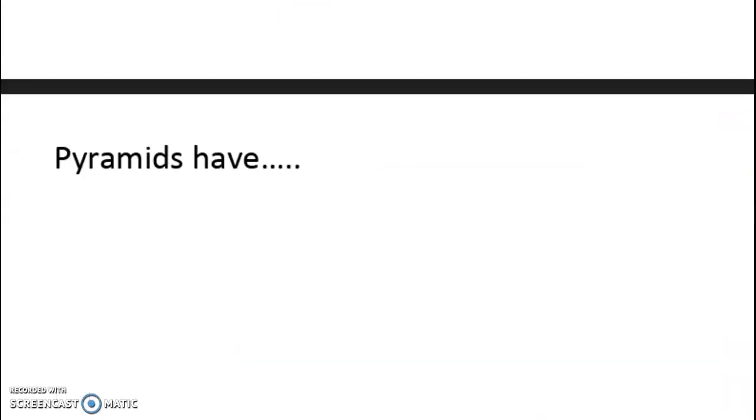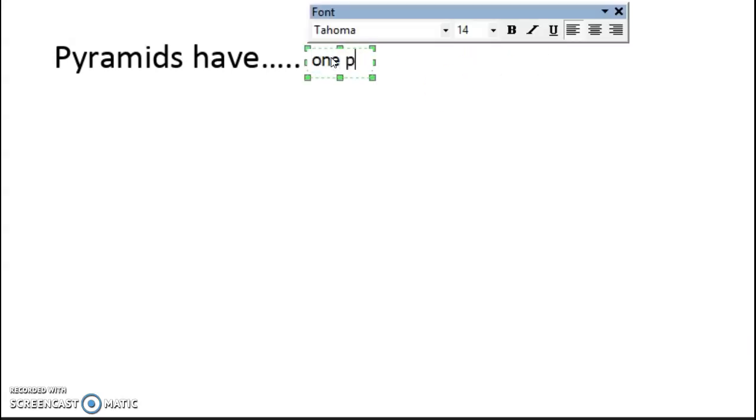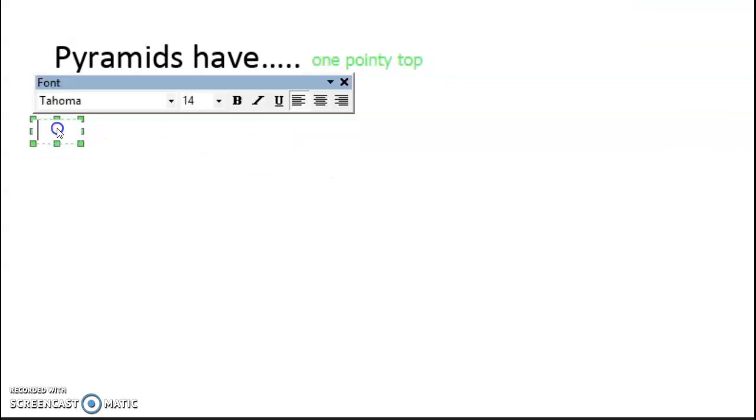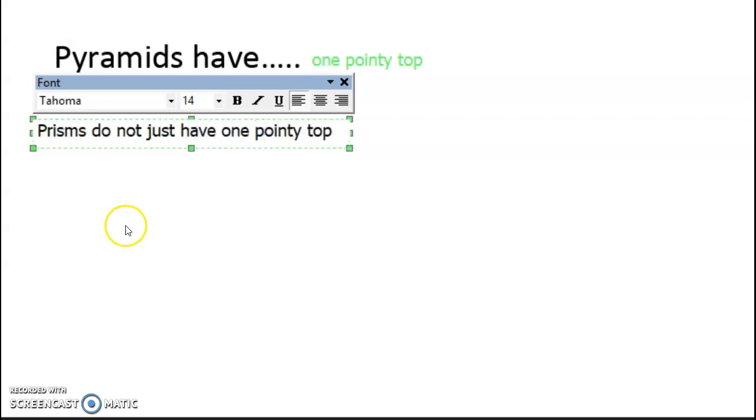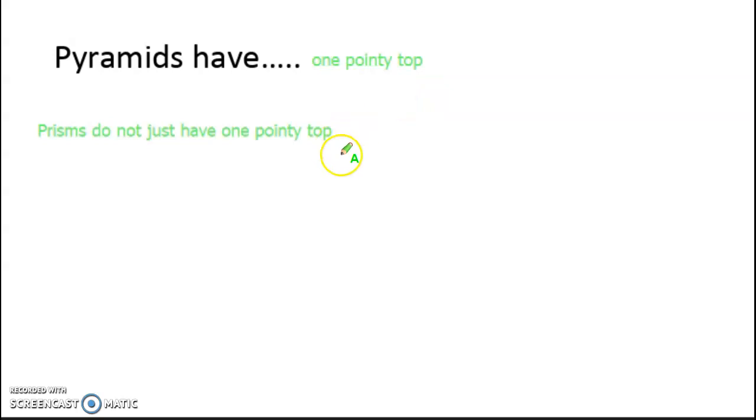So if I scroll down, what do pyramids have? Pyramids have one pointy top, while prisms do not just have one pointy top. Okay, pyramids, one pointy top. Prisms do not have one pointy top. They can either be flat or have two pointy tops and a ledge, either way.